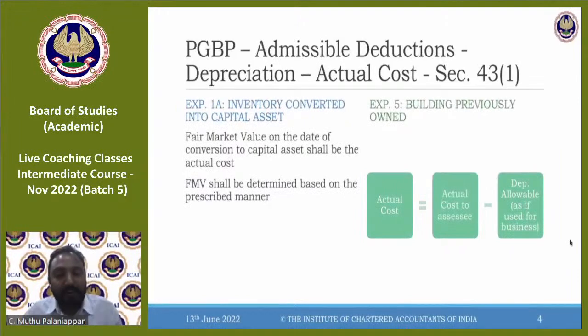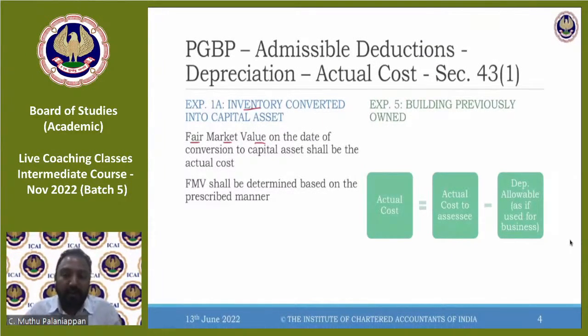Okay. Next is explanation 1A. So what does it say? It says inventory converted into a capital asset. So we spoke about section 28, where we said when a stock is converted into a capital asset, what did we say in section 28? We said fair market value on the date of conversion. We already discussed this particular element while we were discussing section 28. So what did it say? It said fair market value on the date of conversion to capital asset shall be treated as the actual cost under section 43 clause 1.